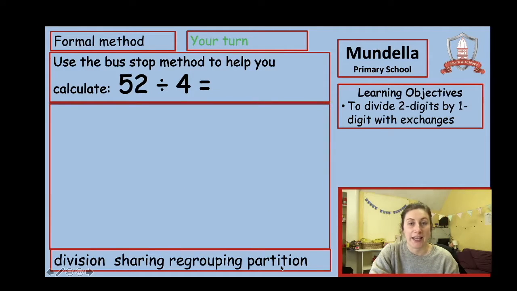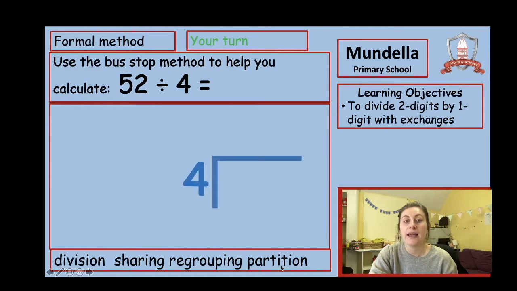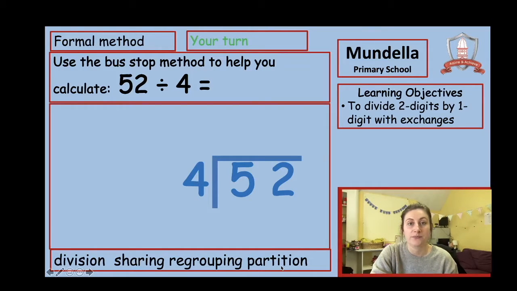Now it's your turn again. So I want you to use the bus stop method to work out the answer to 52 divided by 4. Make sure you've done your bus stop. 4 is what we're dividing by, and we're seeing how many 4's go into 52. Pause the video, answer the question, and come back when you're ready.